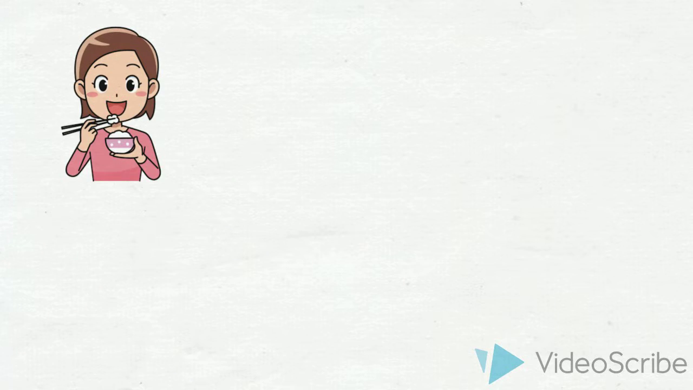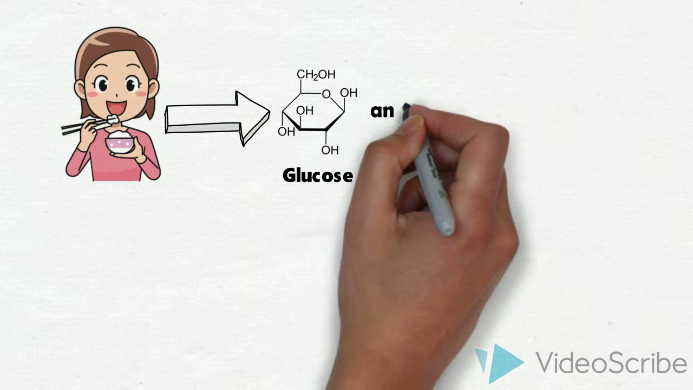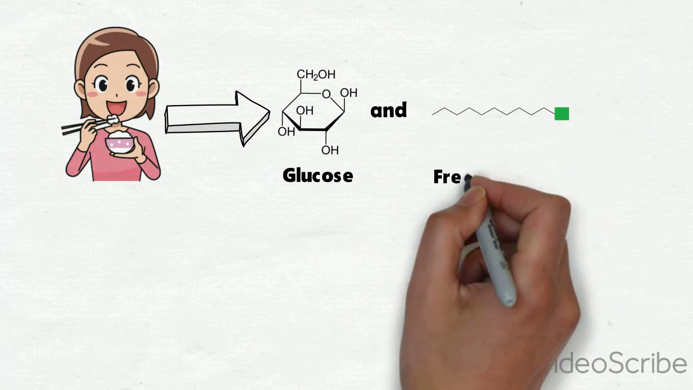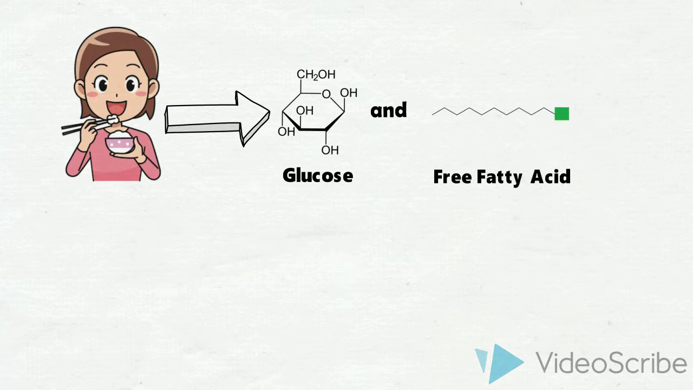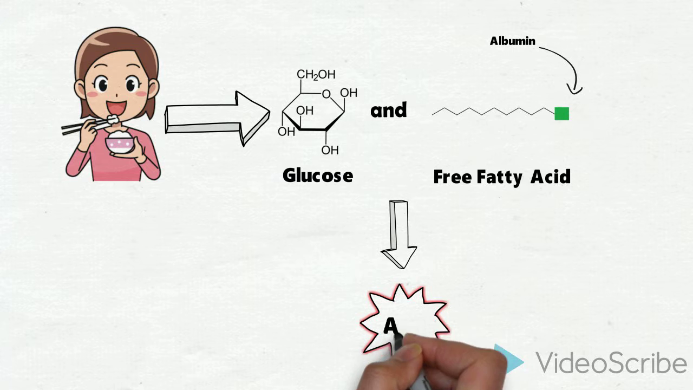When a person consumes a meal, food is broken down into free glucose and free fatty acids, both of which make their way into the bloodstream. These molecules can be oxidized by different metabolic processes to yield usable energy for the body in the form of ATP.